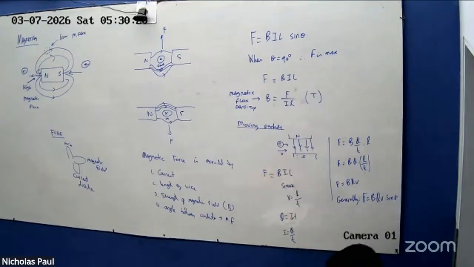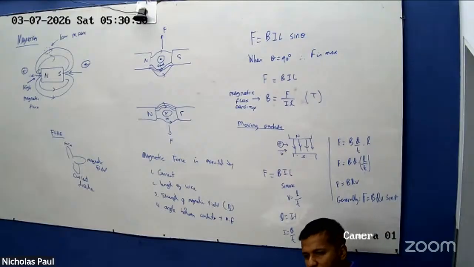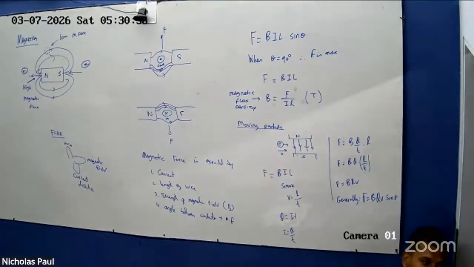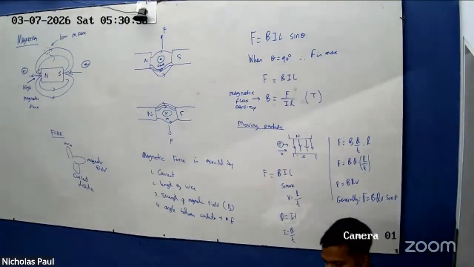Electron moving through a magnetic field with a speed v. Are you okay with it? Yeah, good.